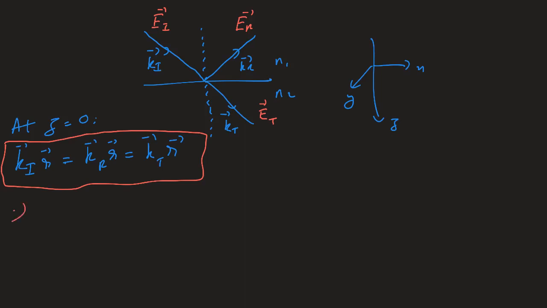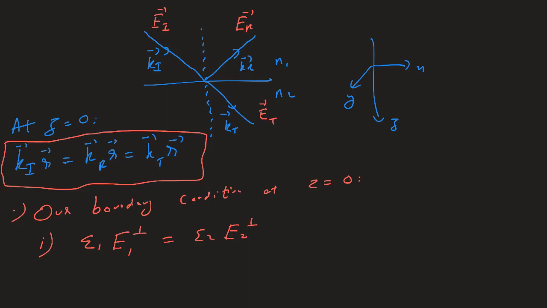Well, we need our boundary conditions, once again, at z is equal to 0. Well, what are those boundary conditions? To start off, well, the first boundary condition, we know that the permittivity of the first material times the orthogonal component of the electric field is equal to the permittivity of the second material times the orthogonal component of the electric field, right? We derived this last time. This is the same, right? I mean nothing else should change. So this is the same.